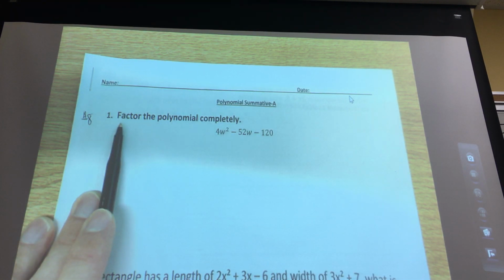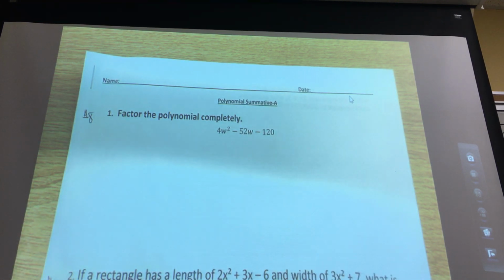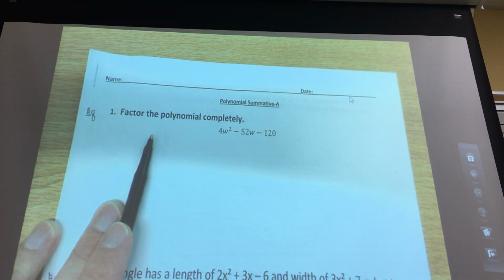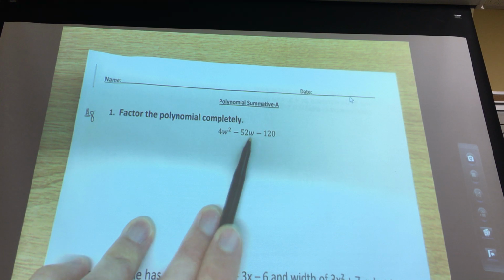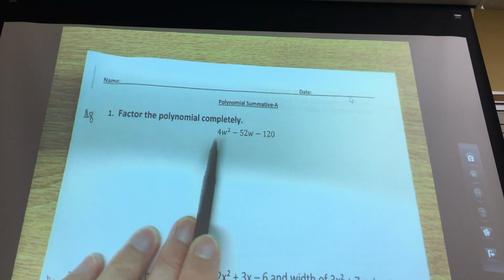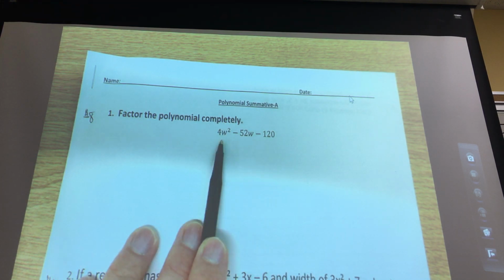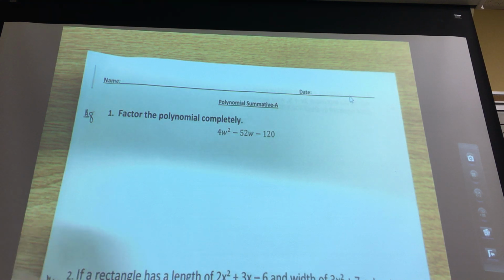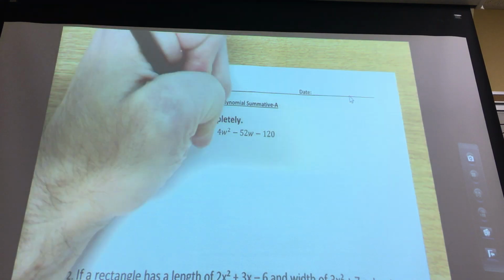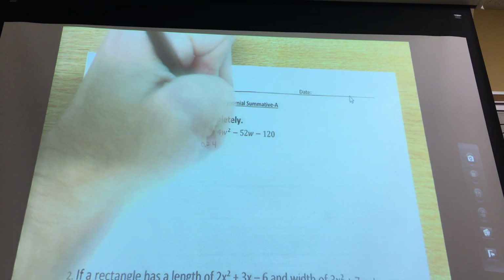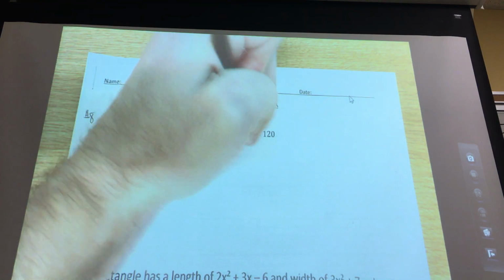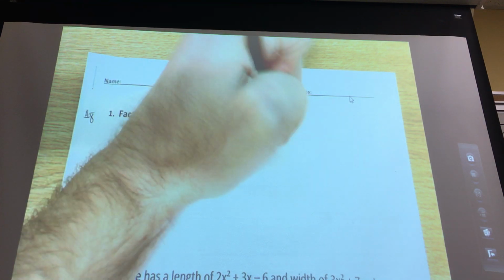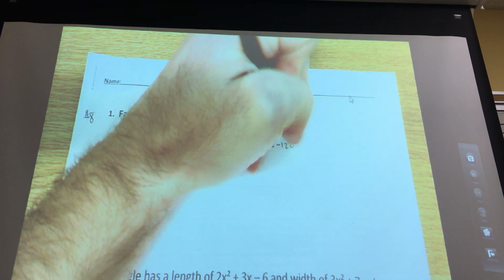So number 1 here on polynomial summative A says factor the polynomial completely. Our polynomial is 4w squared minus 52w minus 120. Whenever you have a polynomial like this, the first thing you always have to do is identify your A, B, and C. Your A in this case is going to be 4, that's in front of w squared. Your B is going to be negative 52. And your C is going to be negative 120.